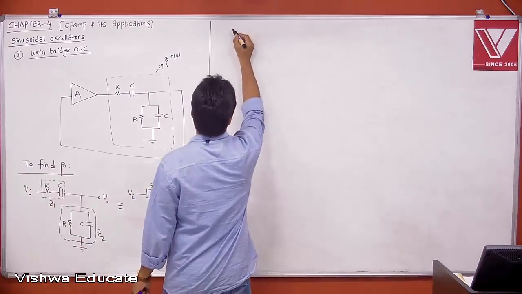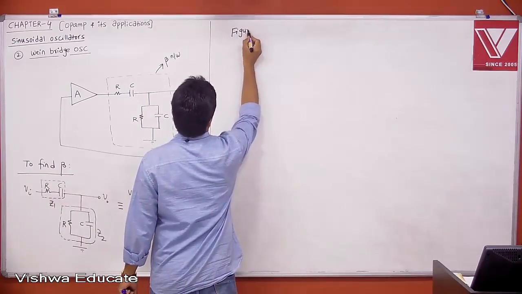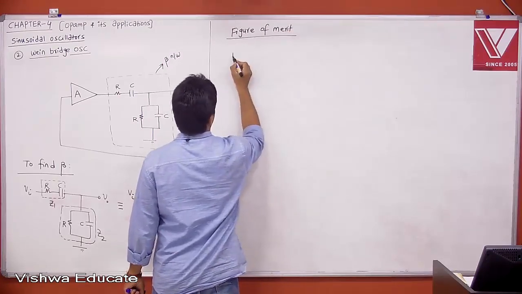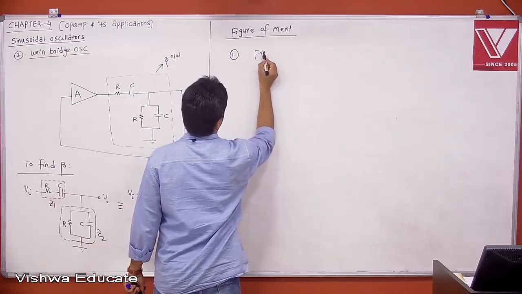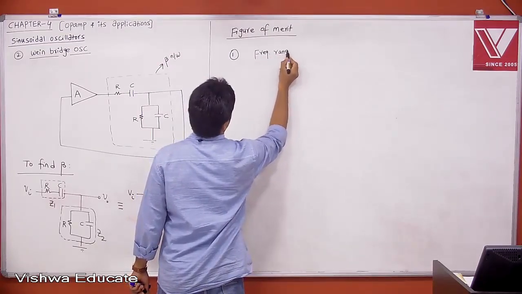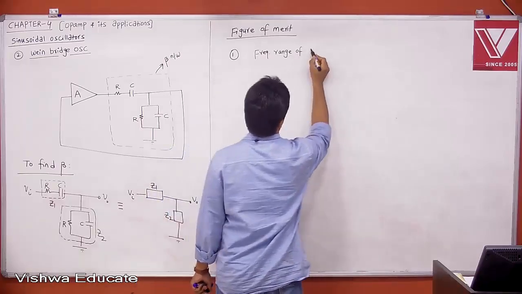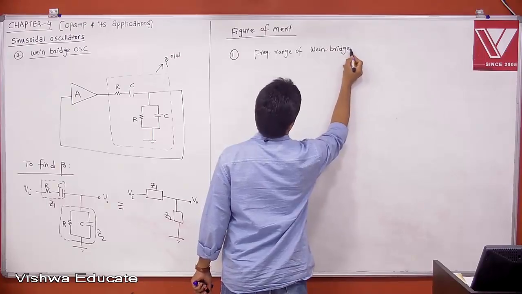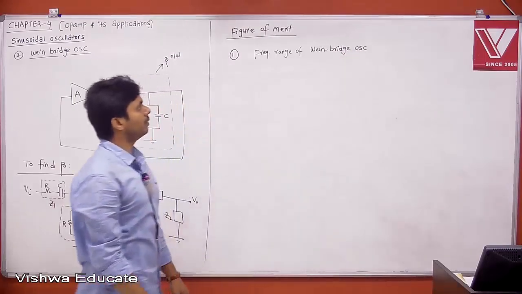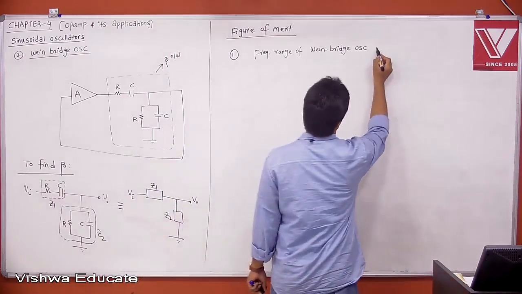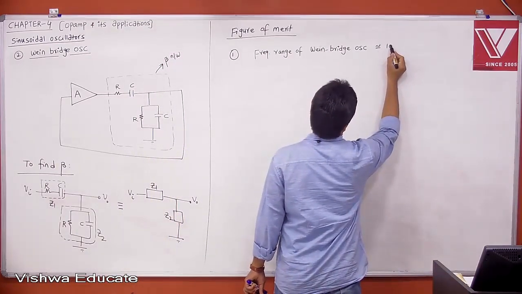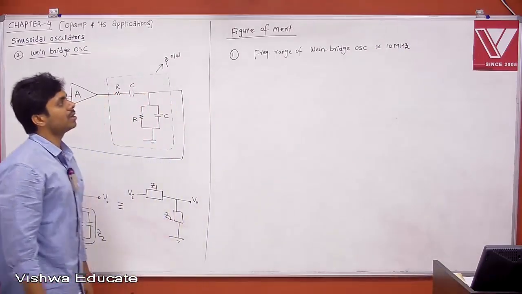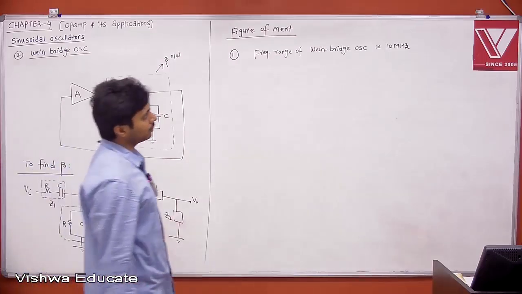Now, number 1, if you ask me about the frequency range of the Wien bridge oscillator, the frequency range of the Wien bridge oscillator is in the order of 100 MHz or 10 MHz, tens of megahertz basically. I am taking this with respect to older circuits. We can have a higher frequency range of oscillations. Reason, right?